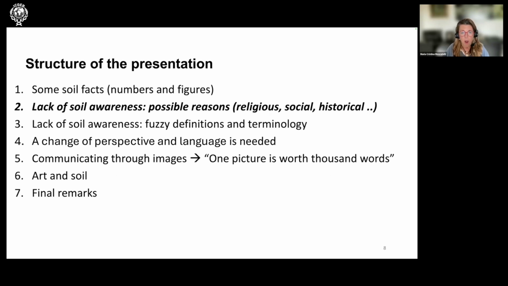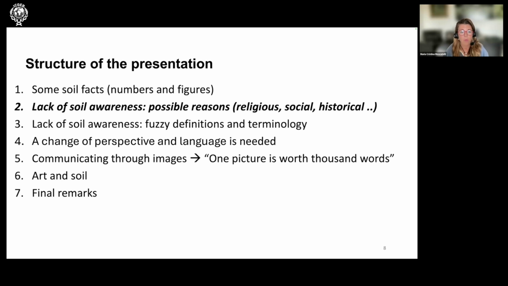So something is going wrong. It means that our knowledge doesn't cross the borders of science. It remains somehow locked inside our community. So there is a lack of soil awareness in the general public, in decision makers, policy makers, and we as scientists, we should do something.